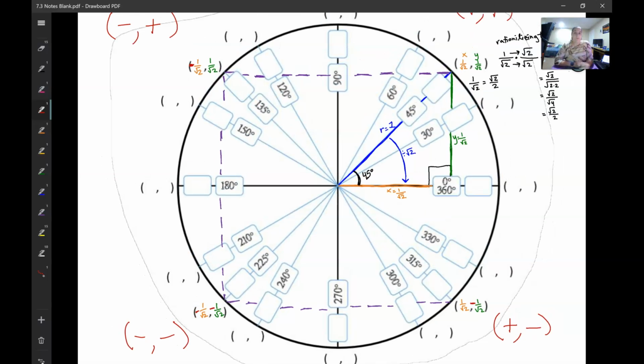And there you go. You already have about 1/4 of the points written in, just from that one 45, 45, 90 special triangle. In the next video, we'll use the 30, 60, 90 special triangle to fill in some more of these points.